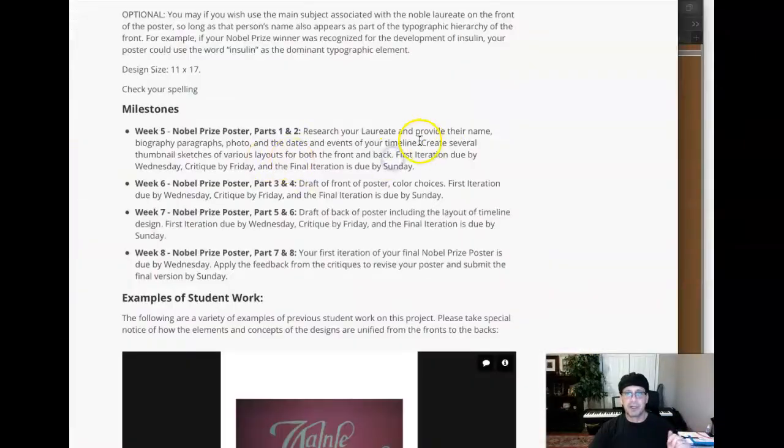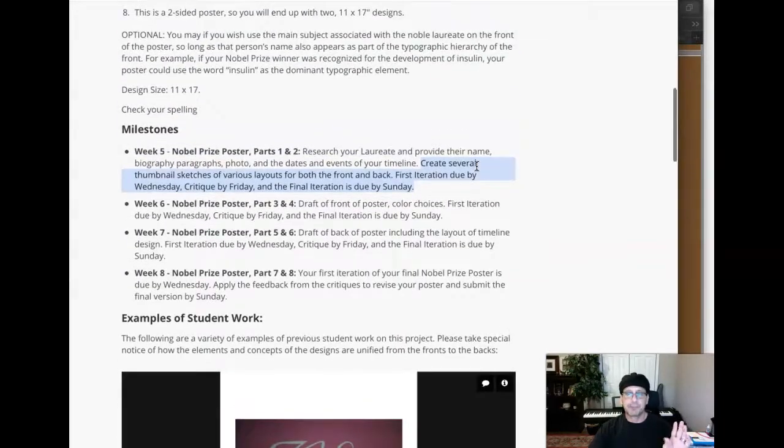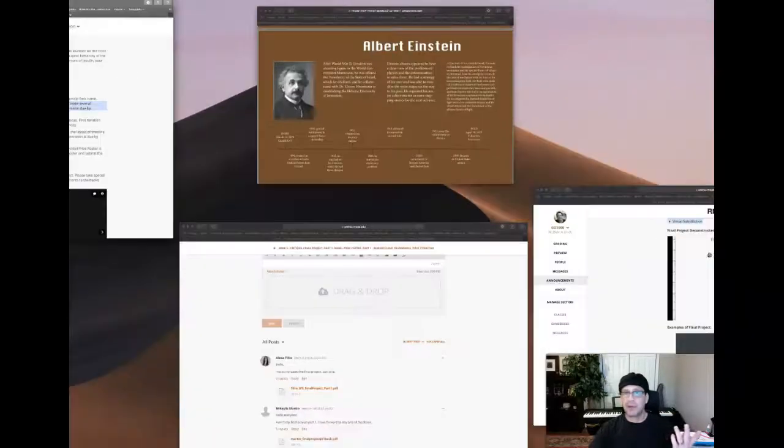So as we can see right here, create several thumbnail sketches, various layouts for both the front and the back. So think of a concept, sketch out the front and the back. Think of a second concept. So try to come up with 3 or 4 different concepts where you're showing the front and the back of the poster, which should be very much visually connected, right? And that's what we're after for Sunday. So all is not lost.